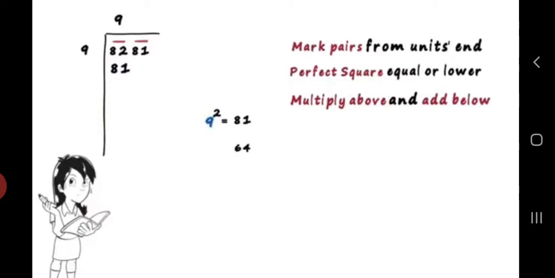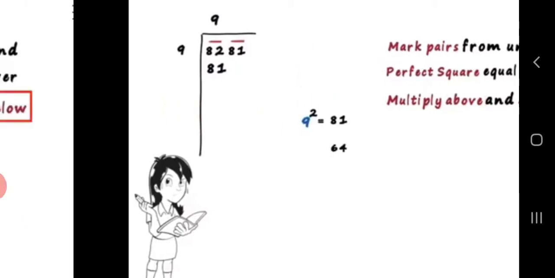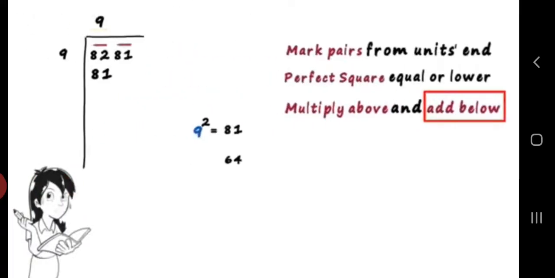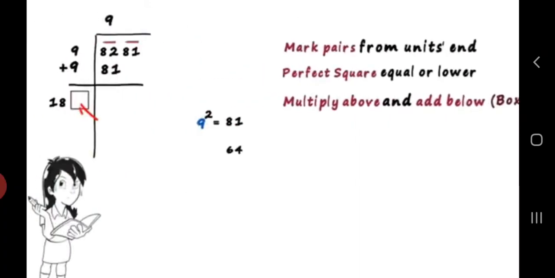And what is the meaning of add below? Add below means we have to add 9, the left-sided 9, with 9, and write like this. 9 plus 9 equals 18. So we shall write 18 and leave space and draw a box here as you can see.